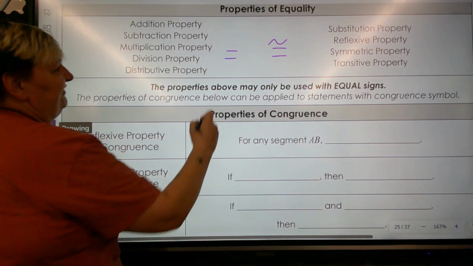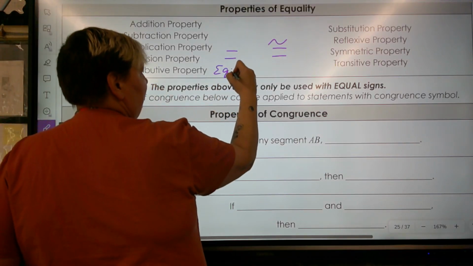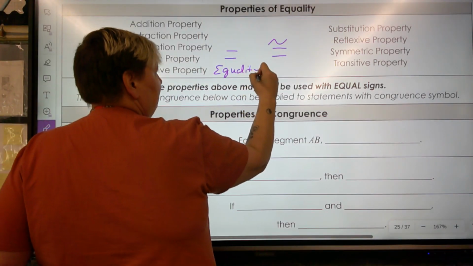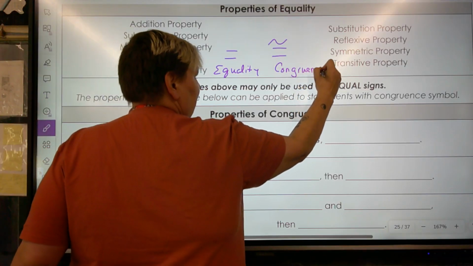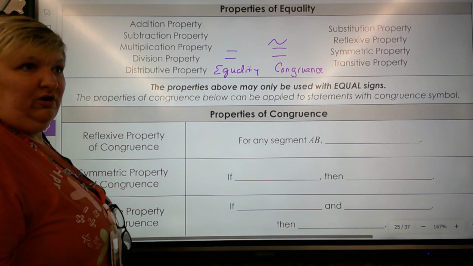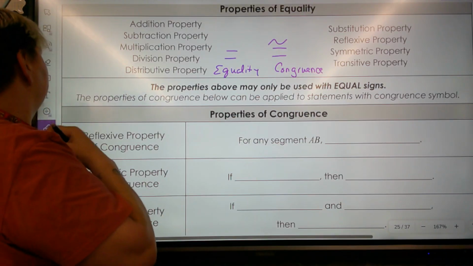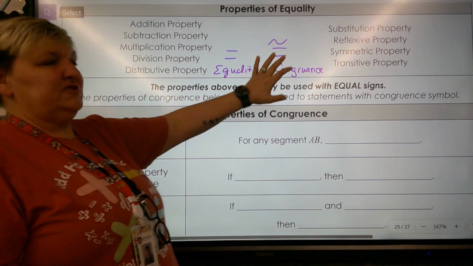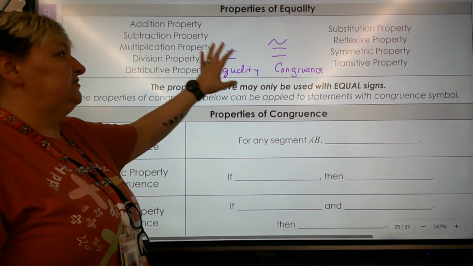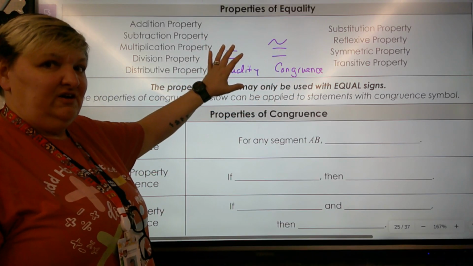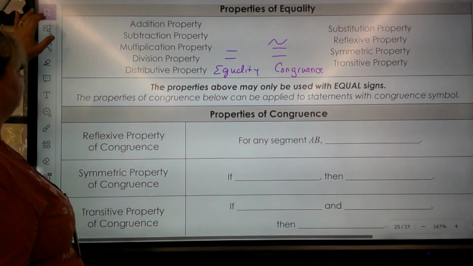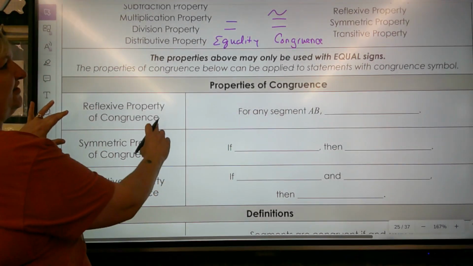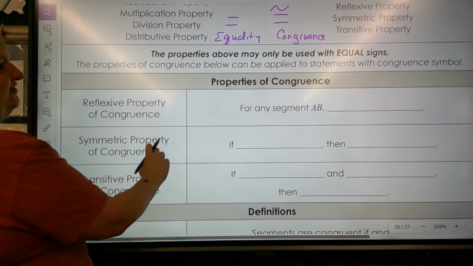All right? So I'm going to write that under there. Equality. Congruence. It's just a matter of word use, right? But we can use the properties of congruence to turn them into equations, which then means we can use all the rest of the properties. All right, so the properties of congruence.